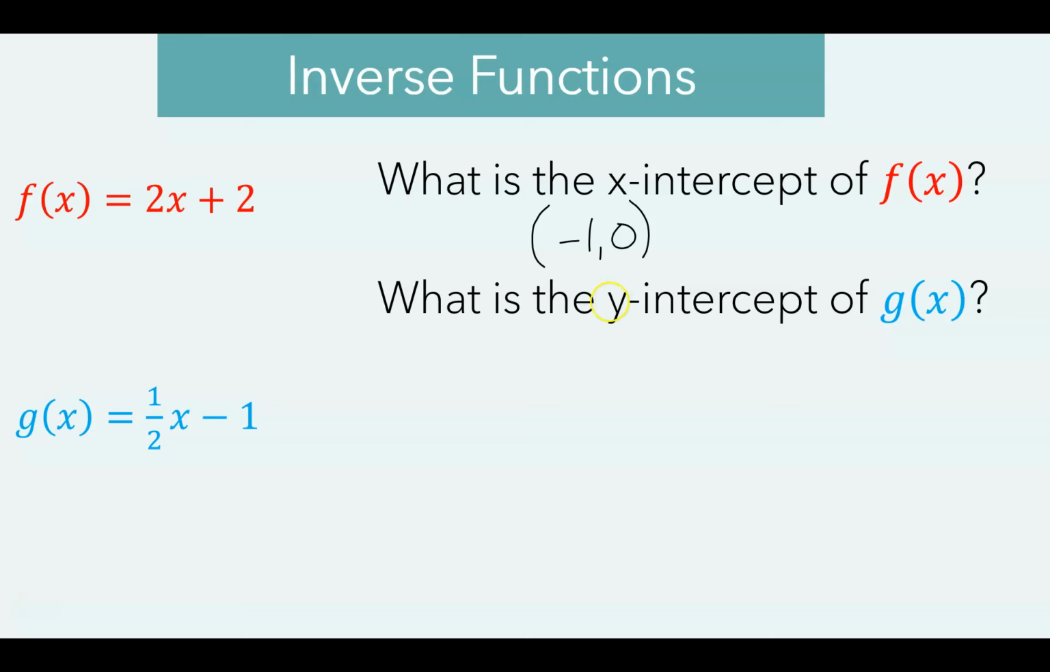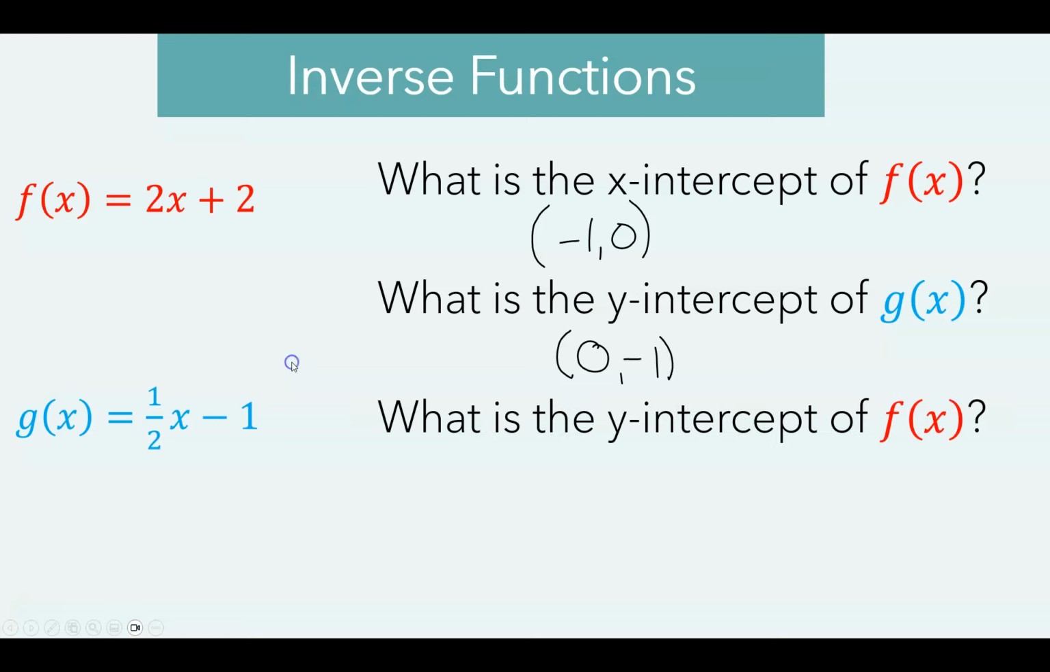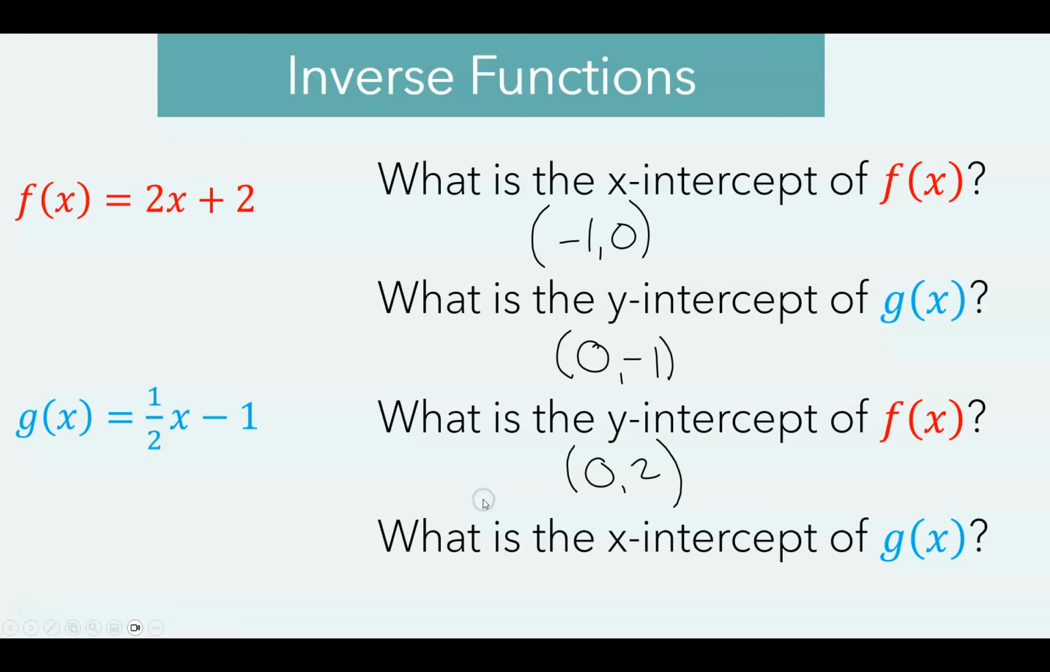So the y-intercept of g, that's when x is 0. So 1/2 of 0 minus 1 is -1. So the y-intercept of g is (0, -1). The x-intercept of f is (-1, 0). And that's, depending on how you look at it, the same point, just transformed from one function to its inverse. The y-intercept of f is where x equals 0. That's, of course, (0, 2). And you can guess what the x-intercept of g is, (2, 0), because again, we're changing x's and y's from a function to its inverse.